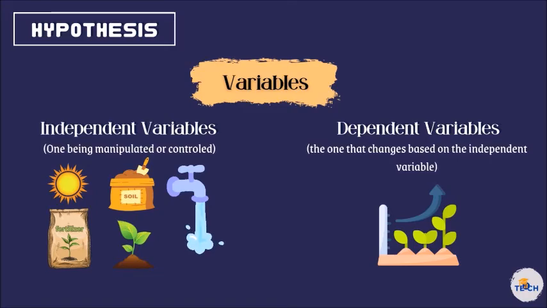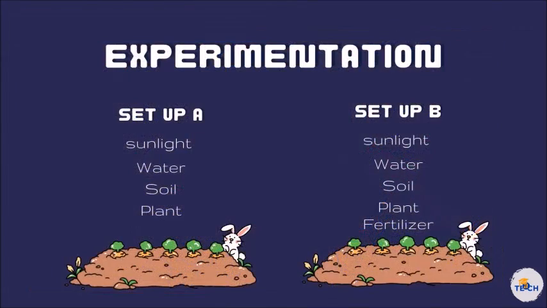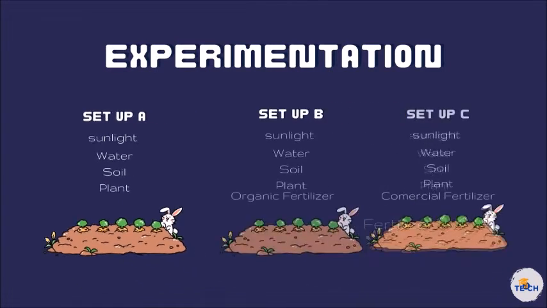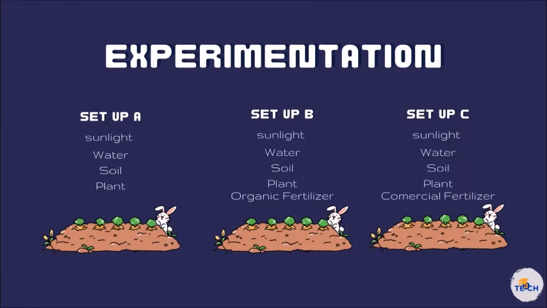So we create two setups. We have set A, where we don't put fertilizer, and set B, where we put fertilizer. We use the same variety of vegetable. We make sure they have the same amount of water given and the same sunlight exposure. Also, the same soil used. We can even create a third set to see if organic and commercialized fertilizers make a difference.